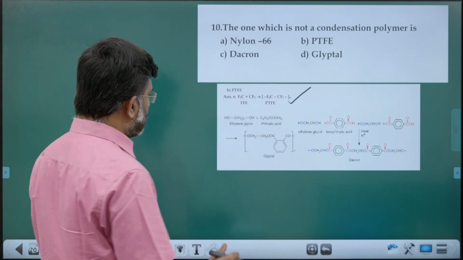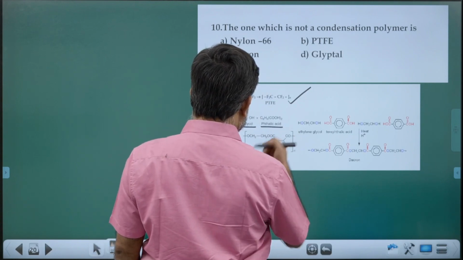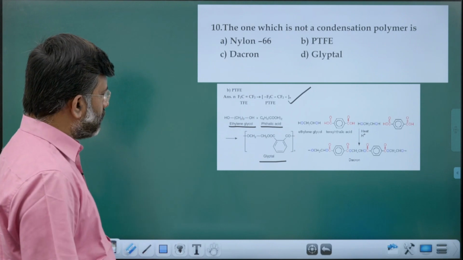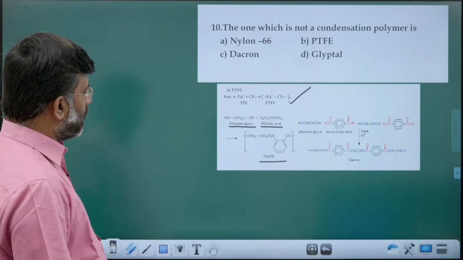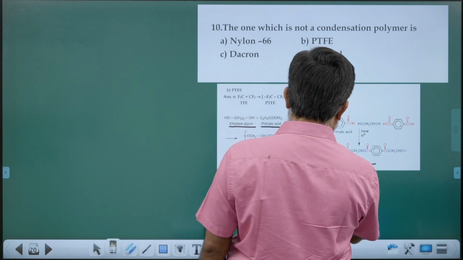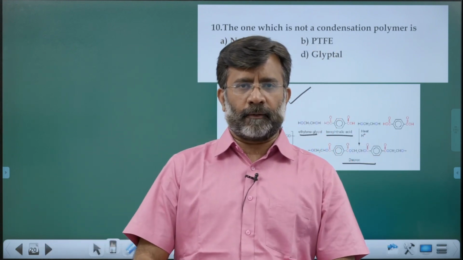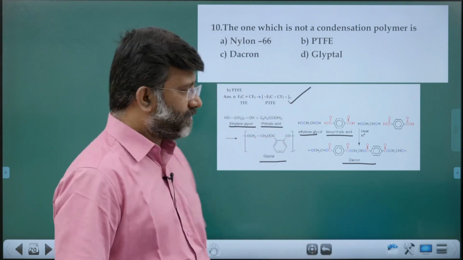While this is glyptal. Glyptal is obtained from ethylene glycol with phthalic acid. While dacron, as already commented, is obtained from ethylene glycol with terephthalic acid. Clear? Next one.